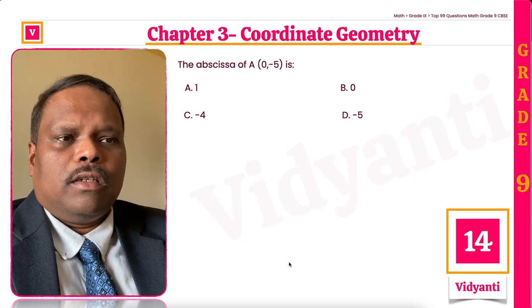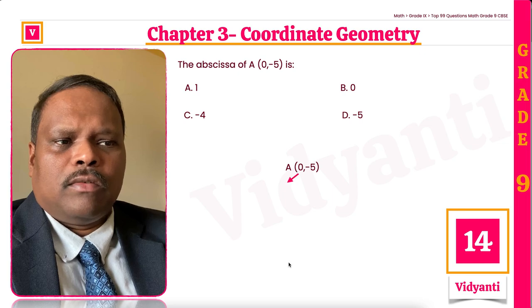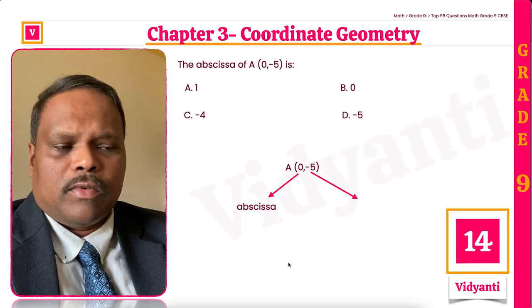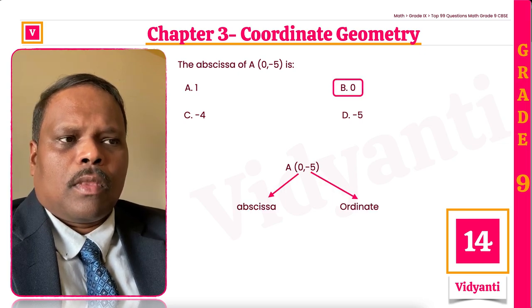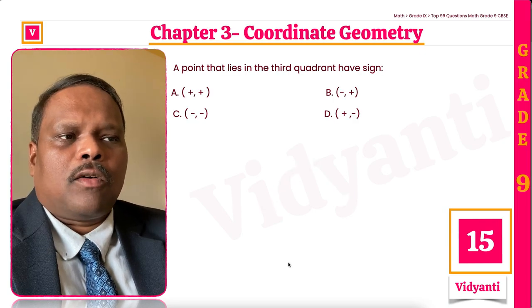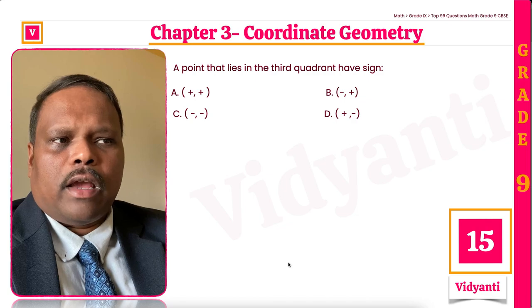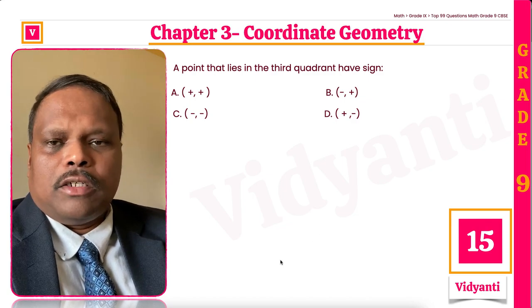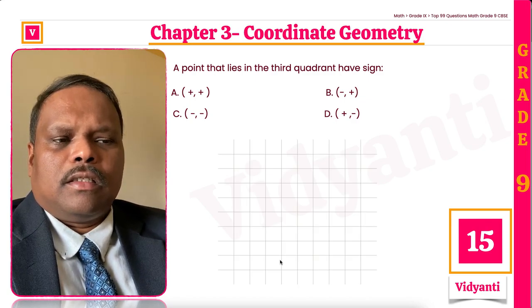Question number 14, abscissa of A. Well, the first coordinate is abscissa, the second one is ordinate. So the answer will be 0. A point that lies in the third quadrant has a sign actually. Let's see the graph paper.